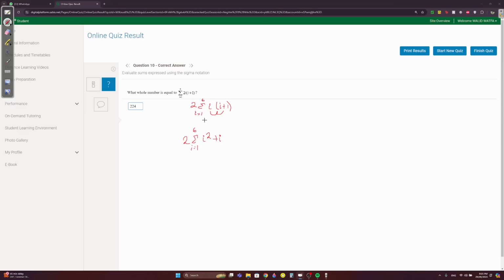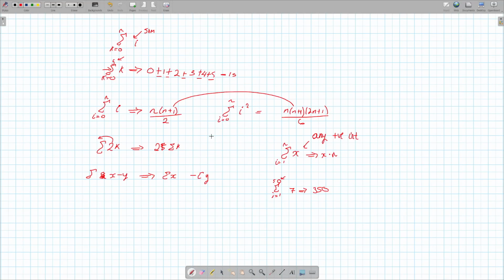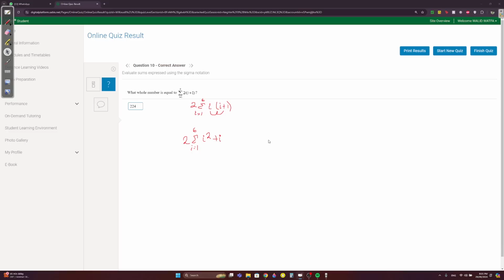You can substitute i with 1, then 2, then 3, then 4, then 5, then 6, or you can simply use the rules we have here. Sigma of i is n times n plus 1 over 2, and sigma of i squared is n times n plus 1 times 2n plus 1 over 6. I'm going to use the rules, okay?